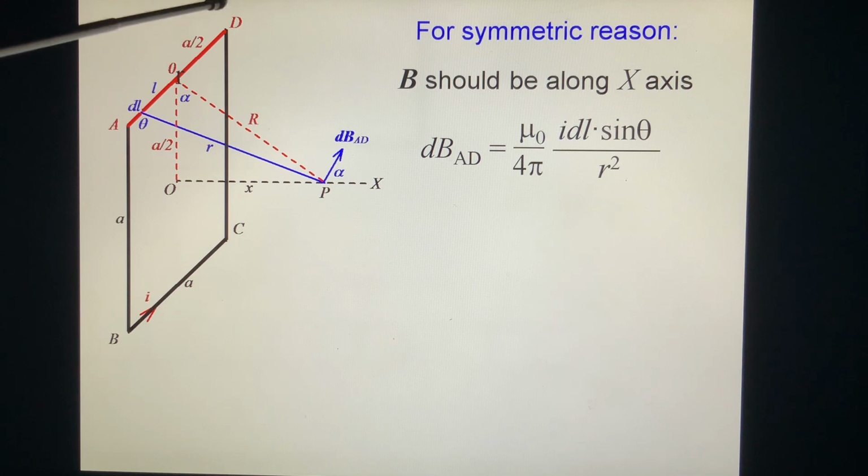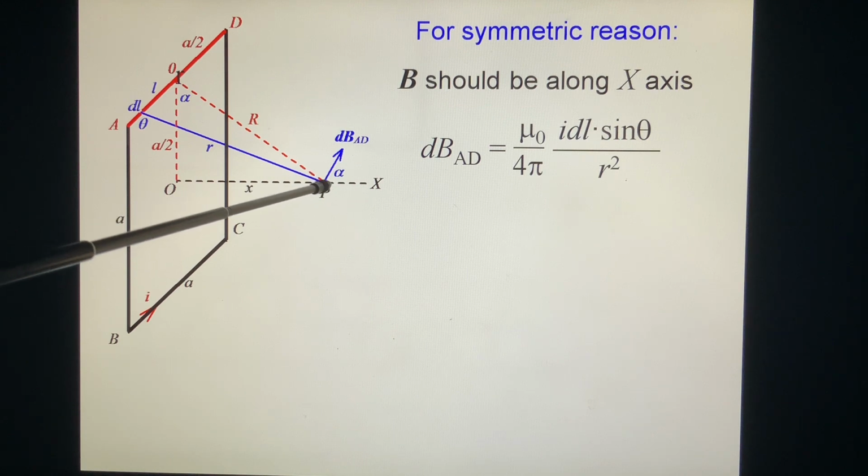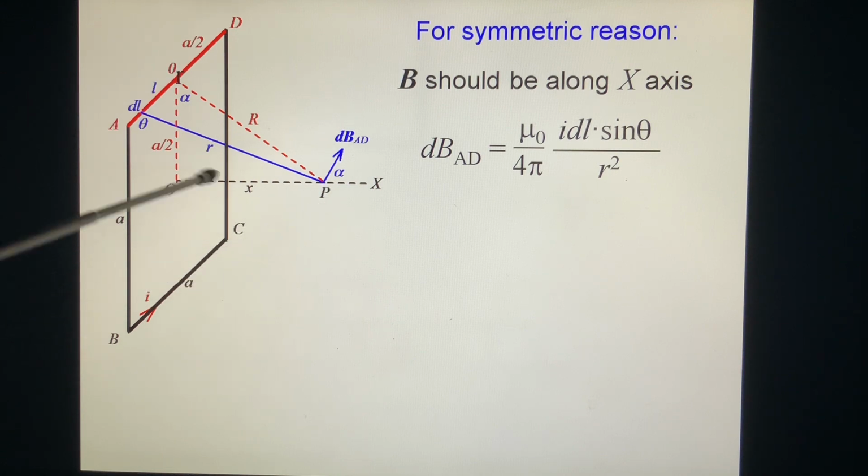Now let's pick the current line AD and find the magnetic field it produces at point P. We take the origin of reference at the center of AD, small o. Connecting to big O is parallel to this line, and this is x, and this is half A. The distance R from o to P is the square root of half A squared plus x squared.